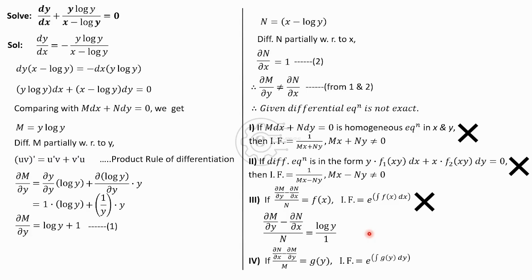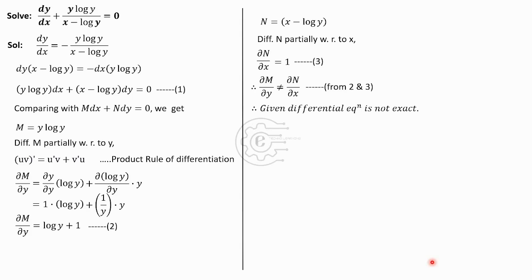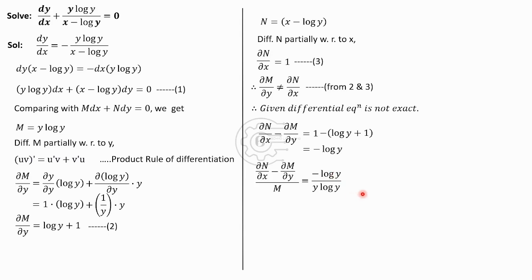So the last criteria is this one. Let us substitute the value here. So we write del n upon del x minus del m upon del y equal to 1 minus log y plus 1. Let us open the bracket. So we get the value minus log y. Let us divide by m. Therefore we write minus log y divided by y into log y. Now here log y from numerator and denominator will get cancelled, so we get minus 1 upon y.